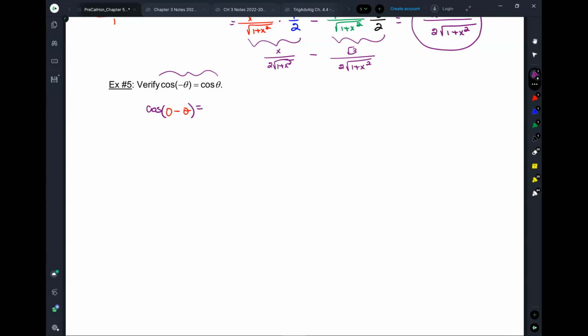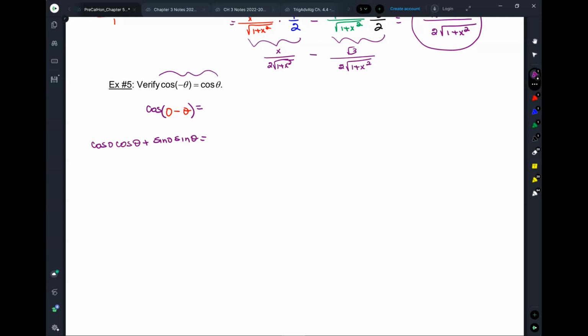Now, I've got cosine of a difference. So this is cosine, cosine, sine, sine, right? So I'm going to do cosine of 0, cosine of theta, plus or minus, sine, sine. Okay, cosine, cosine, sine, sine, 0 theta, 0 theta.